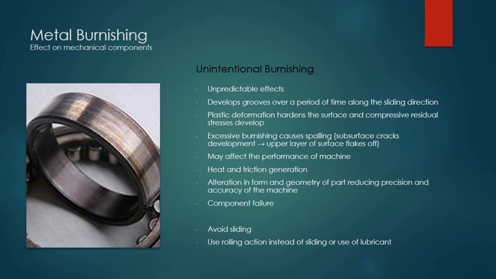If the sliding action cannot be avoided at all because the function of that particular assembly or sub-assembly demands it, then can we make use of some sort of lubrication between the two mating components? Moreover, if it is already specified by the designer that some sort of lubrication is to be used during its operation, but I'm still getting some sort of failure, then can I make use of some other alternate lubricant which will reduce the friction? So that's how we can avoid this natural unintentional burnishing from occurring in the operational life of the product. Got it?